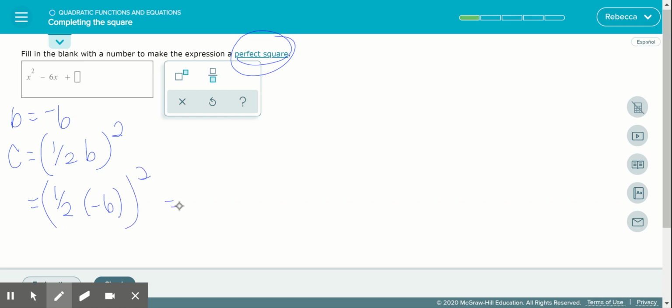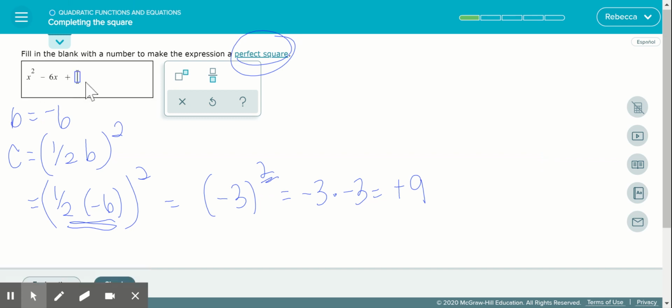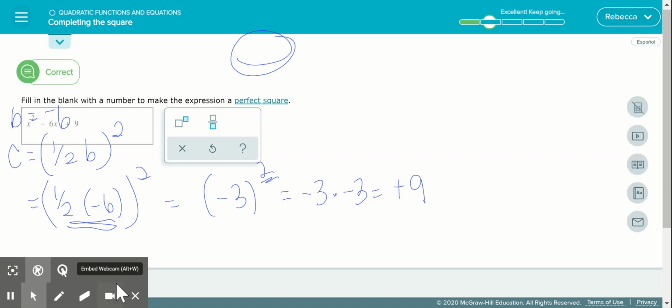So now we want to do what's inside here. So we're going to take 1/2 of -6, which is -3, and square it. And then we type it in the calculator with parentheses if we're going to use the calculator, or we just remember that an exponent of a 2 means we want -3 times -3. So we're going to end up with +9. So we'll go ahead and put in +9 for our c value. And check it, and we have the right answer.